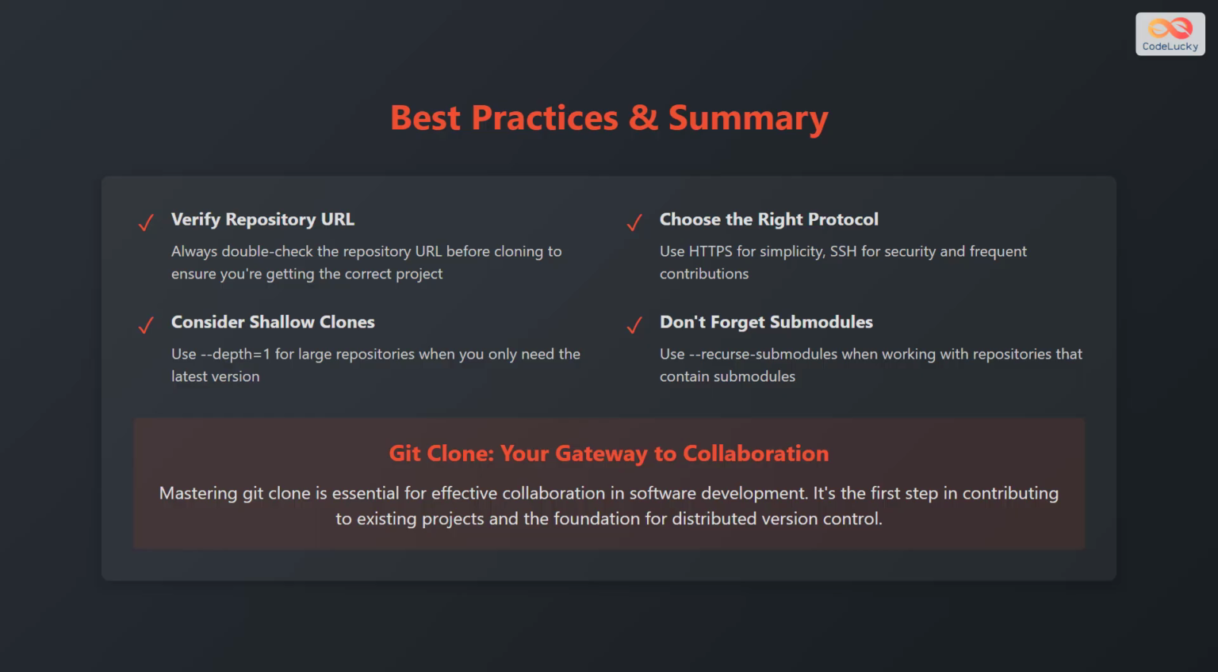Here are some best practices to keep in mind when using Git Clone. First, always verify the repository uniform resource locator before cloning to ensure you're getting the correct project. Second, choose the right protocol, using HTTPS for simplicity and SSH for security and frequent contributions. Third, consider shallow clones using depth equals 1 for large repositories when you only need the latest version. Fourth, don't forget submodules. Use recurse submodules when working with repositories that contain submodules.